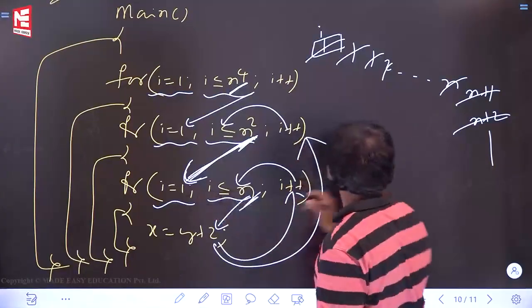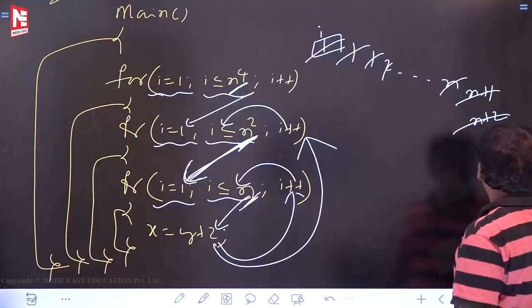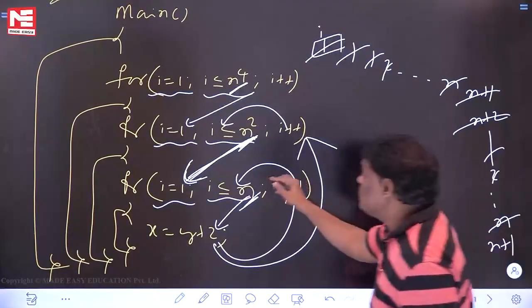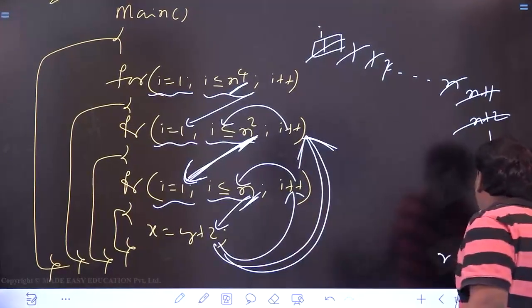So what is the answer? i value again becomes 1. I think this will continue how many times? 1, 2 and so on up to n. Right? n plus 1 fails. Because it fails, you will go here. It will become n plus 2.